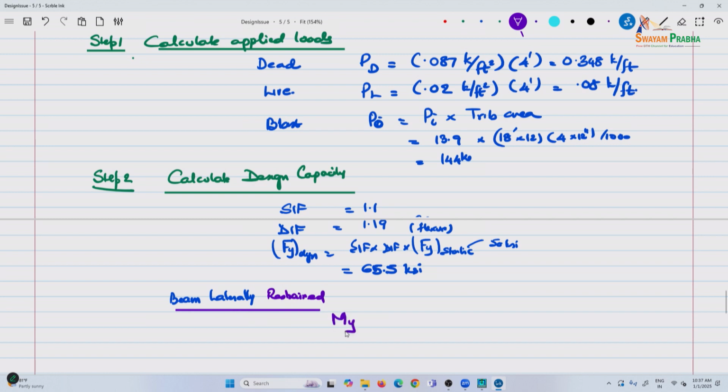So, My and mu is greater than 3. So, you have Mp is Fy Zx. So, this is 65.5 multiplied by 29.3 divided by 12 is 160 foot-kips.